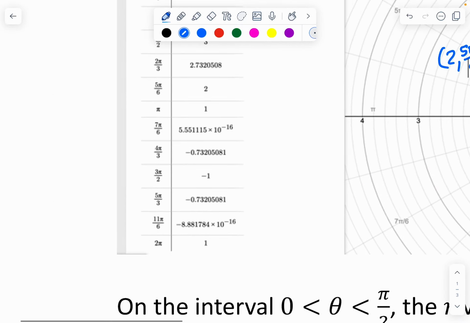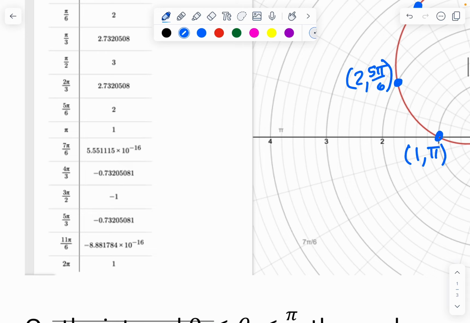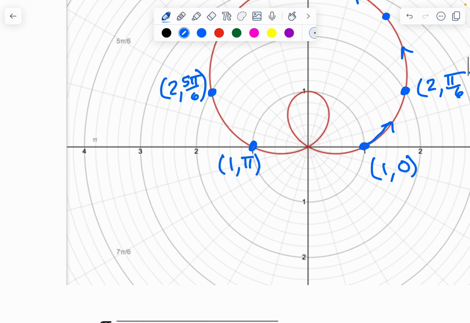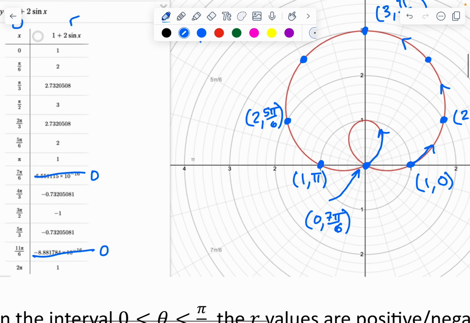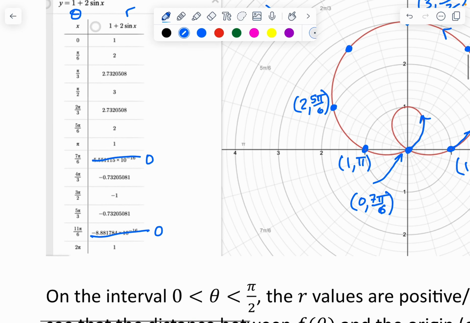And then what happens? We get to 0 right here. Remember how we said a minute ago that the calculator was getting a little confused? That's 0. So going from pi to 7 pi over 6, right through here, we're at 0. So at the pole, the first time that we get there, it's 0 comma 7 pi over 6. And then it continues up this way.